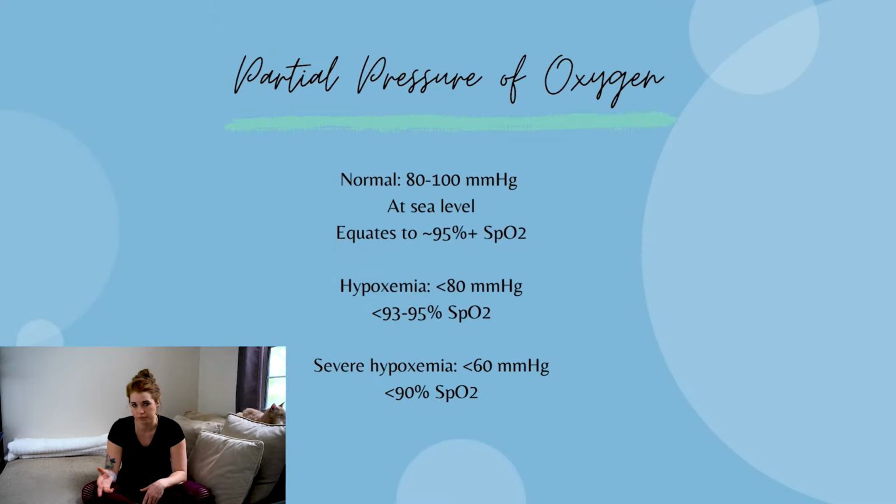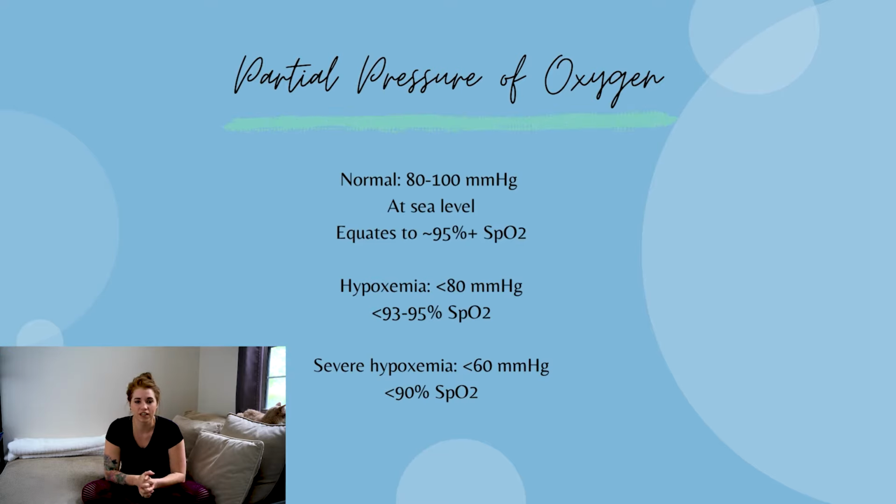A normal PaO2 at sea level is 80 to 100 millimeters of mercury, which correlates roughly to a pulse ox of 95 to 100%. As you go up in altitude, both of those numbers start to drop, so please be aware that I am saying at sea level.